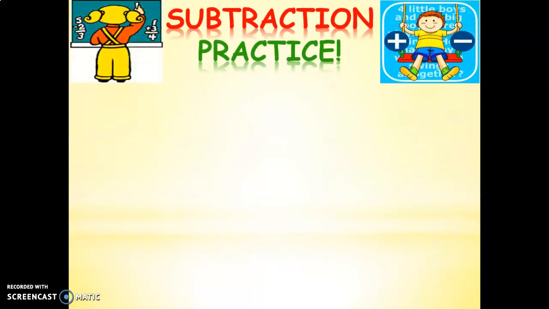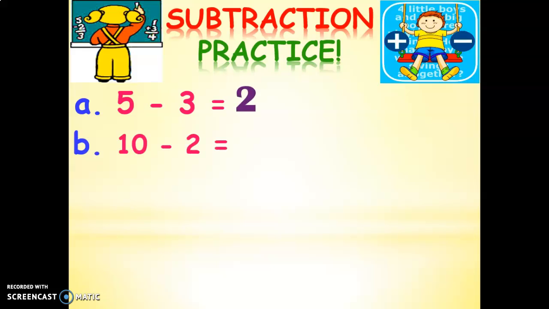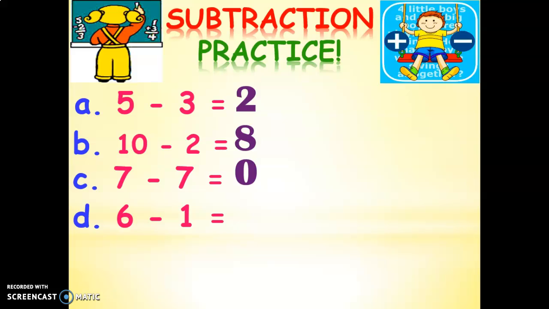Now let's have a short subtraction practice. Let me show you some easy numbers and try to think of the answer. For the first one, 5 minus 3 equals 2. 10 minus 2 is 8. 7 minus 7 equals 0. 6 minus 1, the answer is 5. 9 minus 3, the answer is 6.